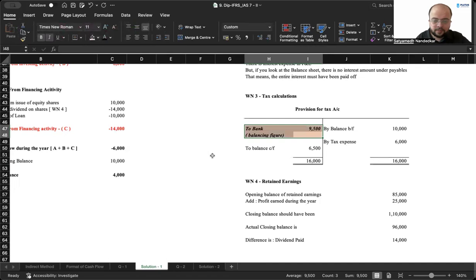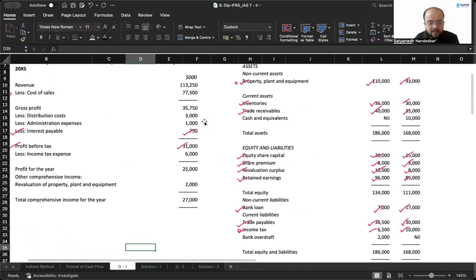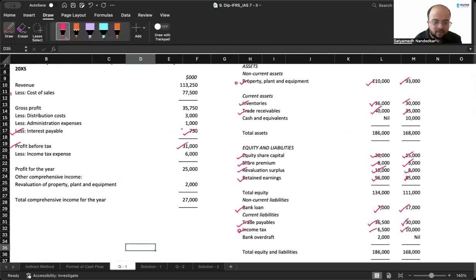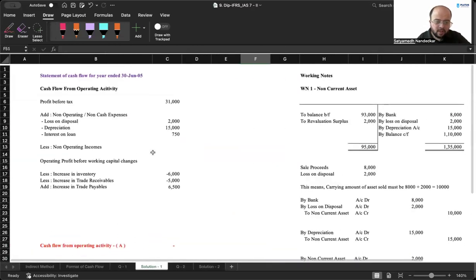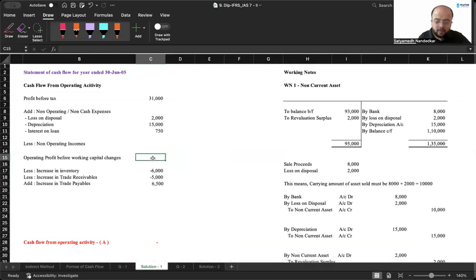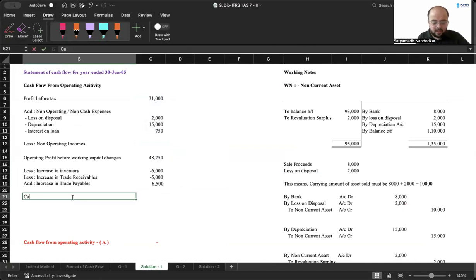Okay, now this is the amount of tax paid. How did you get 6,000 from? You got your 6,000 from here. There is no non-operating income, as you can see. So, what you are left with now is operating profit before working capital changes. How much is that? 48,750. The number that you get here is cash flow from operations.